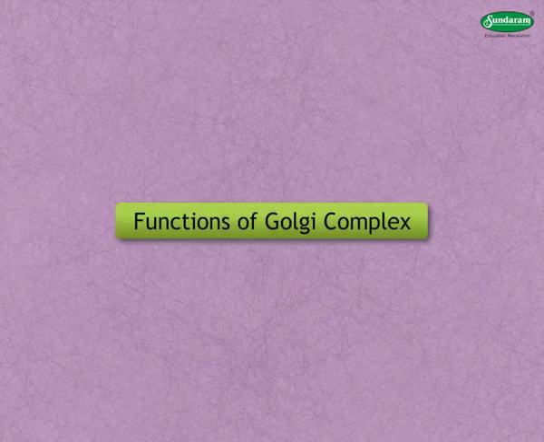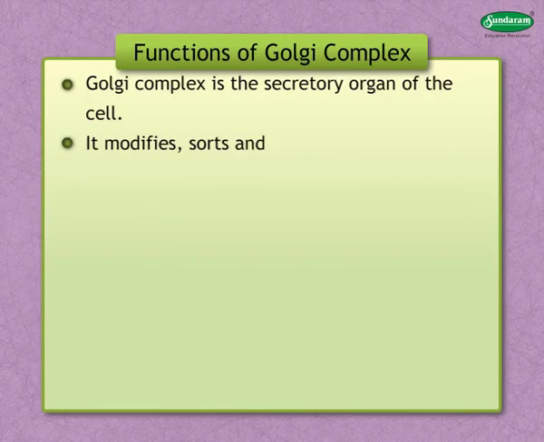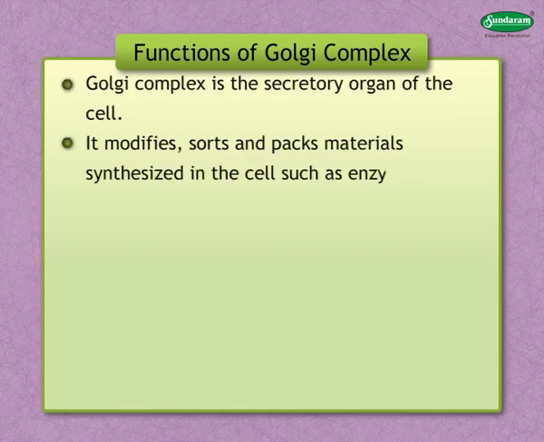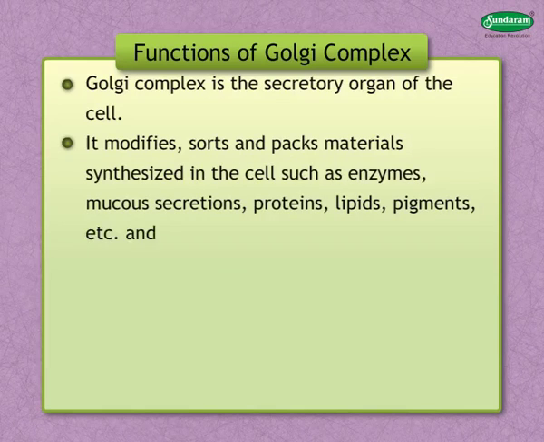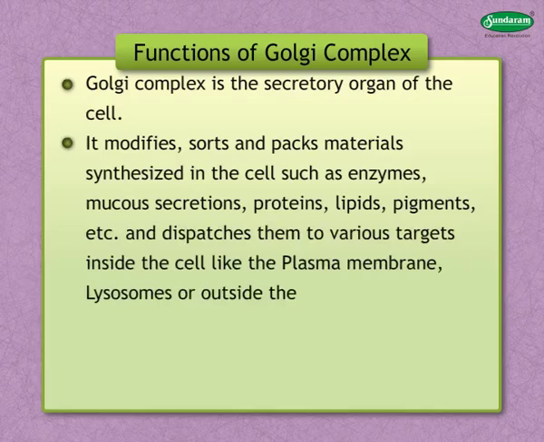Functions of Golgi complex. 1. Golgi complex is the secretory organ of the cell. 2. It modifies, sorts, and packs materials synthesized in the cells such as enzymes, mucus secretions, proteins, lipids, pigments, etc., and dispatches them to various targets inside the cell like the plasma membrane, lysosomes, or outside the cell. 3.